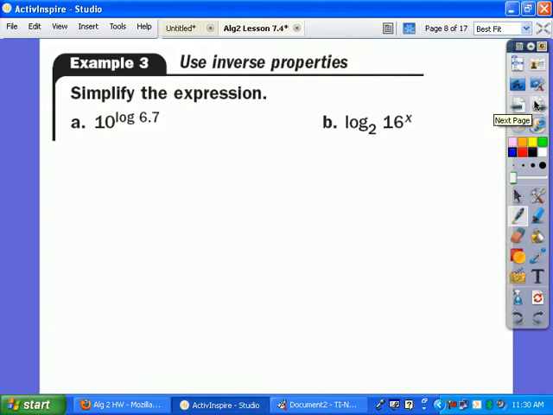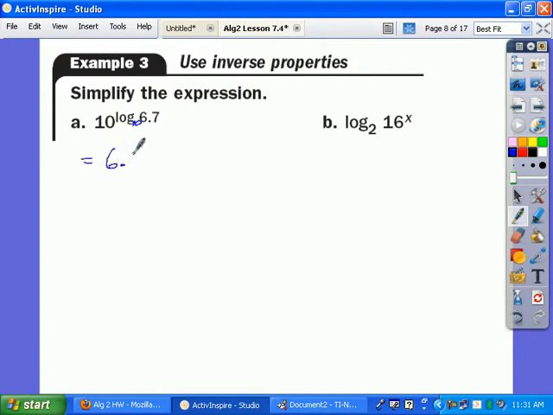Okay. So in example A, I have 10, and now I'm going to raise 10 to a power, and the power is the common log. So remember, this is log base 10 of 6.7. Well, taking 10 and raising it to a power, and then taking the log base 10, those two are opposite operations. They're inverse operations of each other, and so this just leaves us with 6.7.